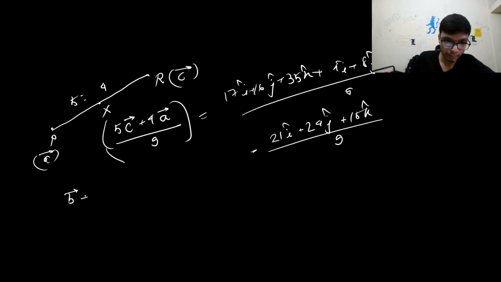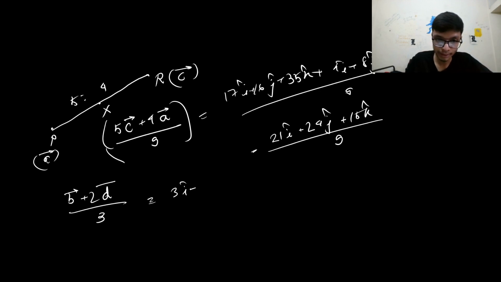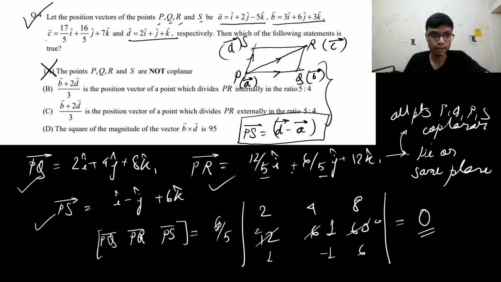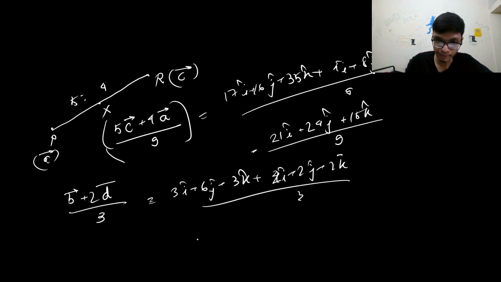For B vector plus 2 times D vector by 3, the result will be 3 i cap plus 6 j cap plus 3 k cap plus 2 times D. So 2 times D is 4, 2 and 2, that is 4 i cap plus 2 j cap plus 2 k cap, whole divided by 3. This will simply become 7 i cap.